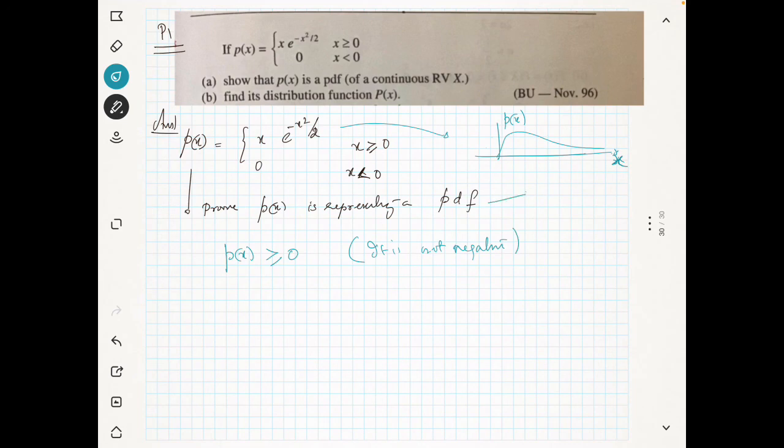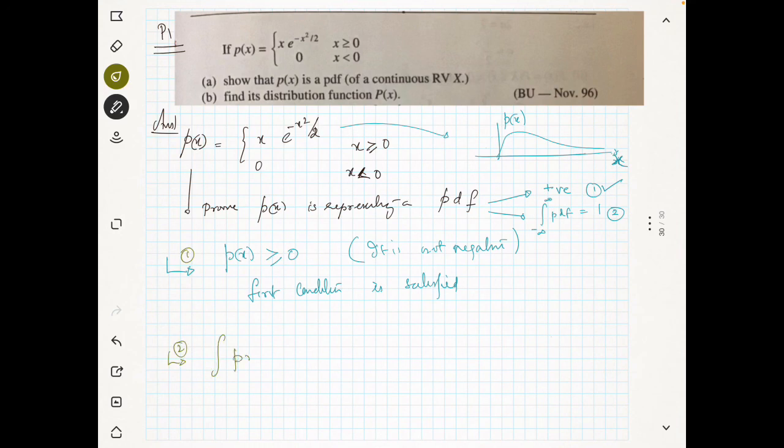That means a PDF should always be non-negative, and the area under the PDF should be equal to 1. Area means integral. It should be equal to 1. This is the first condition, and this is the second condition. The first condition is satisfied because p of x is a positive function. Now we have the second condition.